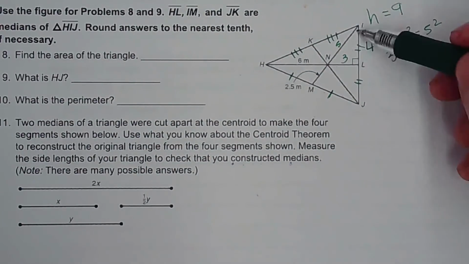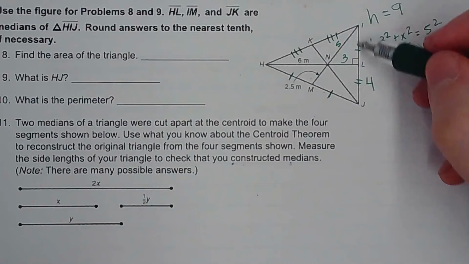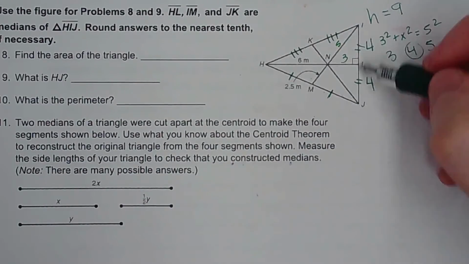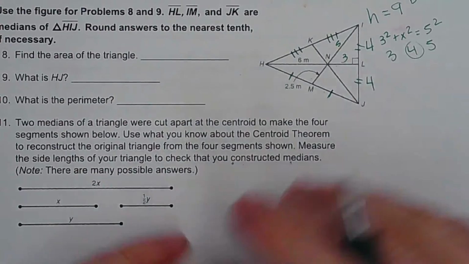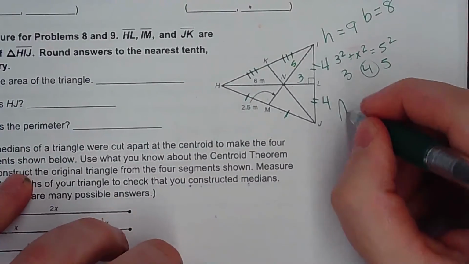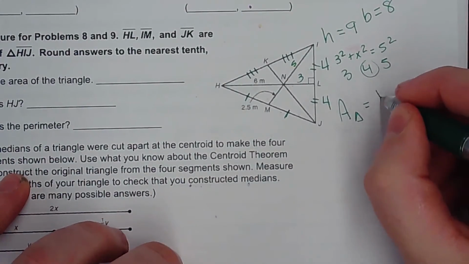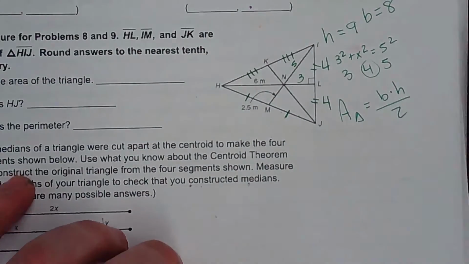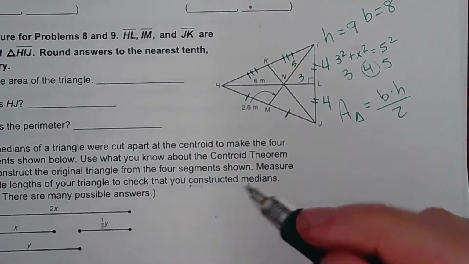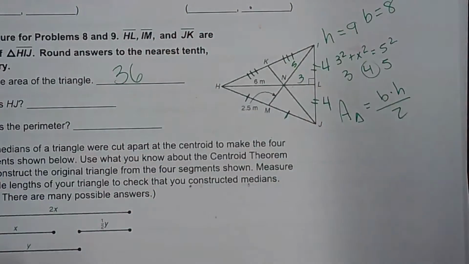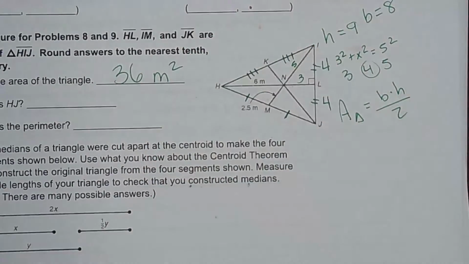So if this guy's 4 and this guy's 4, how long is the base? 8. So our base is 8. What's the formula for the area of a triangle? The area of a triangle is base times height divided by 2. What's 9 times 8? 72. Divided by 2? 36. And it's meters squared because it's area.